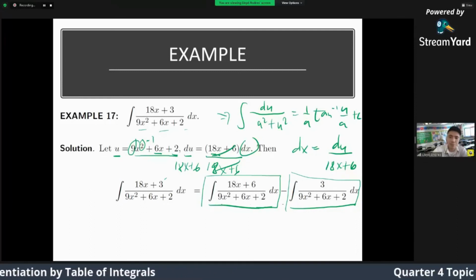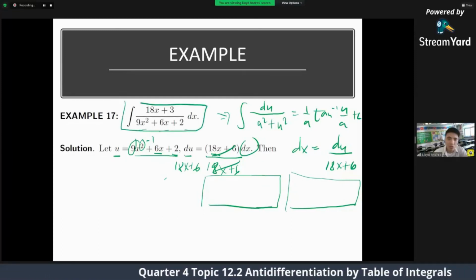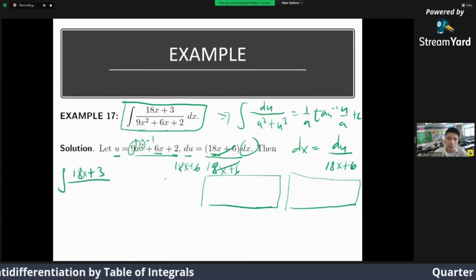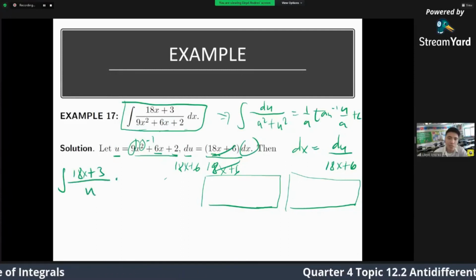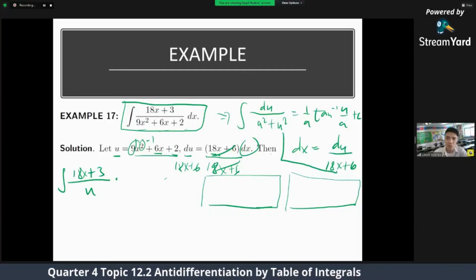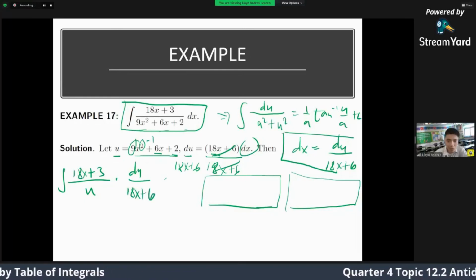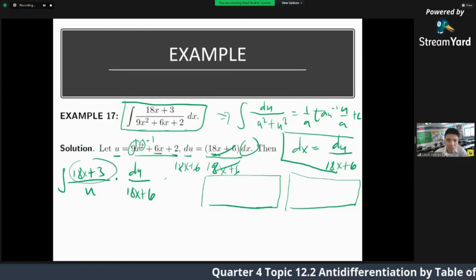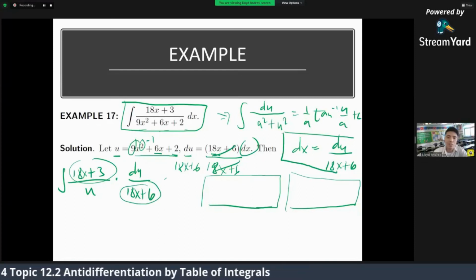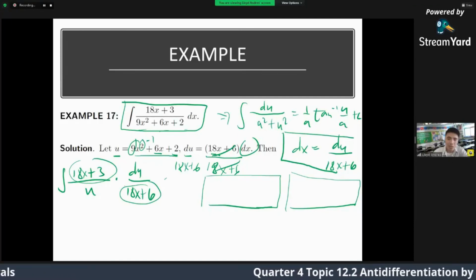Let's go back. If we simplify this by substitution, that will become the integral of 18x plus 3 over u, which is the denominator, while our dx here becomes du over 18x plus 6. Looking at this, it cannot cancel. So the other way, instead, is to find a way that 18x plus 6 will cancel.